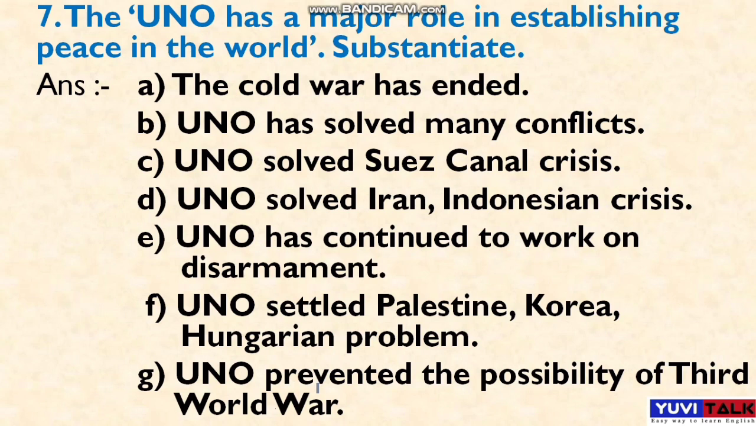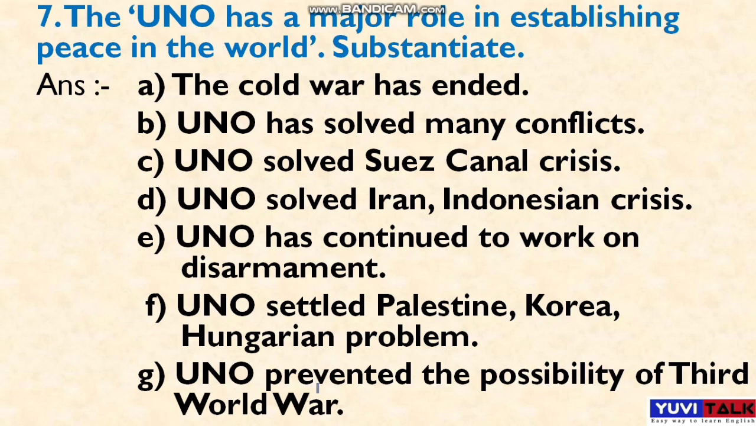And the second thing is UNO has solved many conflicts. It can solve many conflicts, like see there, it has solved quite a lot of conflicts. Third is UNO solved the Suez Canal crisis. The Suez Canal crisis is one of the very critical crises. It was solved by the UNO, and it also solved the Iran Indonesia crisis. The Iran Indonesia crisis was also there at that time. It was also solved.